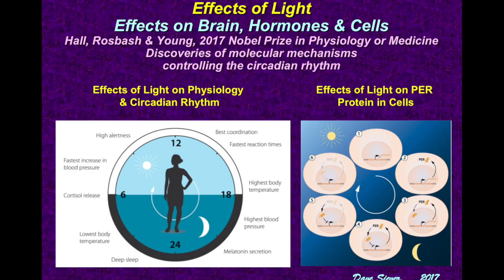Now, this can be done with light, and this is very exciting. This is a recent study that was done. In fact, the Nobel Prize was awarded to this group for their work on the effects of light on physiology and the circadian rhythms, and they found that light in itself affects protein in every individual cell in our body. That's how pervasive and important light is.